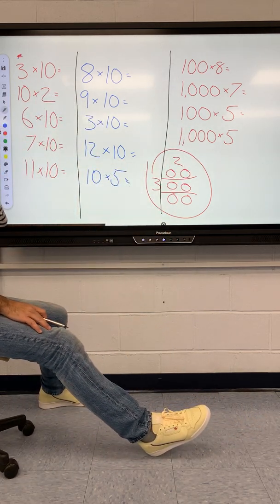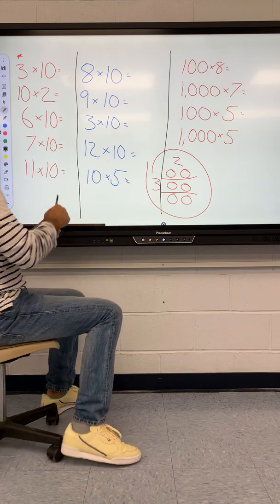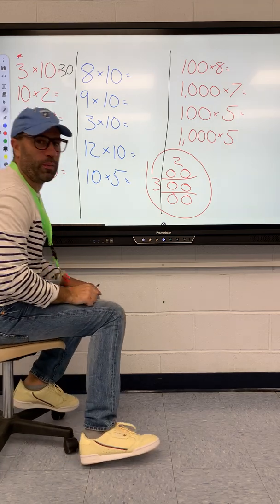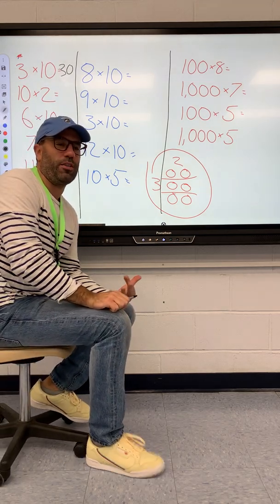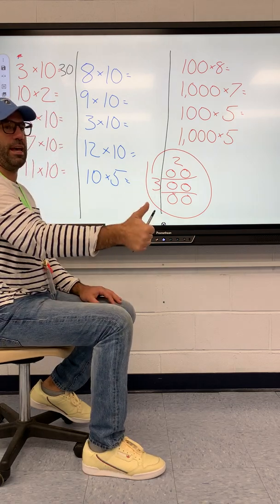So 3 times 10, let's go by 10. 10, 20, 30. 10 times 2. Would you rather go by 10s or 2s? I'd rather go by 10s because it's a bigger number, so it'll go faster. So here we go. 10, 20.